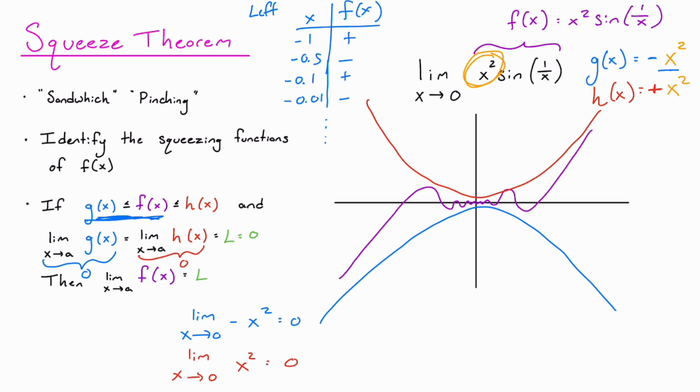Since f of x is always greater than g of x and always less than h of x, and both of their limits are 0 right at the origin here, then that means that our limit as x approaches a of f of x must also equal L. So our limit as x approaches 0 of f of x, which is our x squared sine of 1 over x, this must also equal 0.